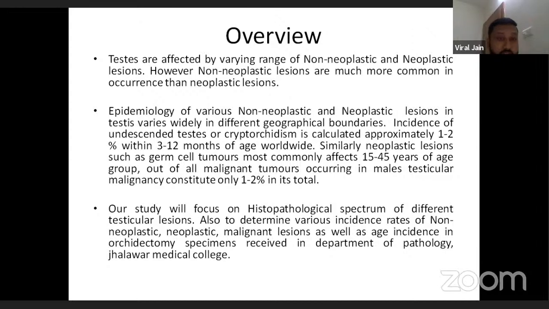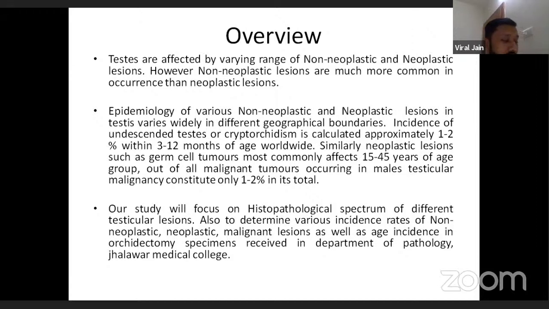Overview of the study. Testes are affected by a varying range of non-neoplastic and neoplastic lesions. However, non-neoplastic lesions are much more common in occurrence than neoplastic lesions. Epidemiology of various non-neoplastic and neoplastic lesions in testes varies widely in different geographical boundaries. Incidence of undescended testes or cryptorchidism is approximately 1 to 2% at 3 to 12 months of age worldwide. Similarly, neoplastic lesions such as germ cell tumors most commonly affect the 15 to 45 years age group. Out of all malignant tumors occurring in males, testicular malignancy constitutes only 1 to 2% in total.